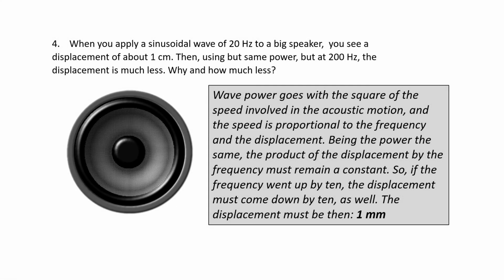Wave power goes with the square of the speed involved in the acoustic motion, and the speed is proportional to the frequency and the displacement. Being the power the same, the product of the displacement by the frequency must remain constant. So, if the frequency went up by 10, the displacement must come down by 10 as well. The displacement must then be 1 millimeter, which is the answer to the question.